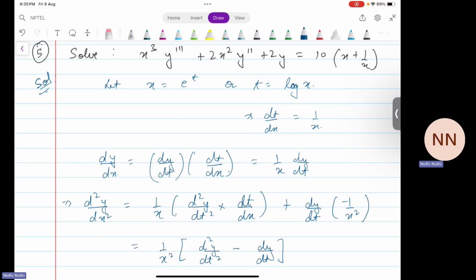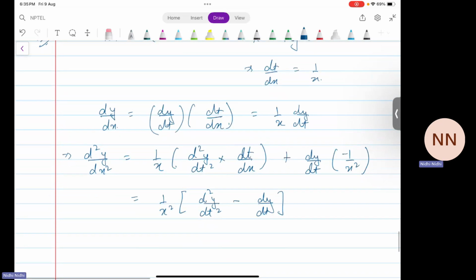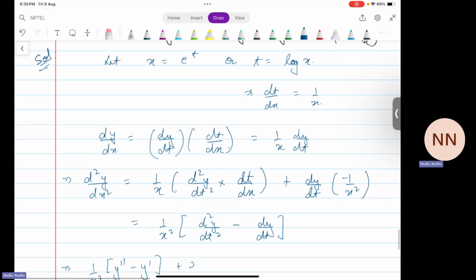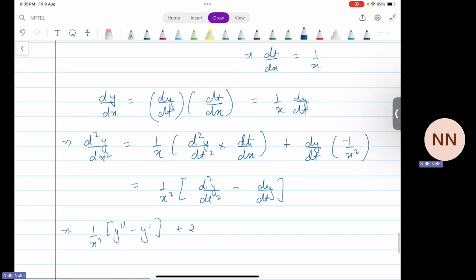Now substituting the value of dy by dx and d2y by dx square in equation 1, also the value of x, we get 1 by x square y double dash minus y dash plus 2x. Oh, sorry, we need the third derivative as well. Okay, we need to calculate the third derivative also.